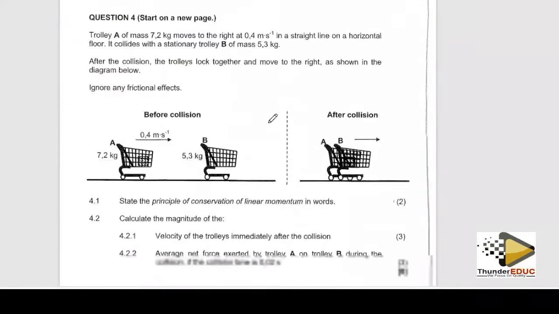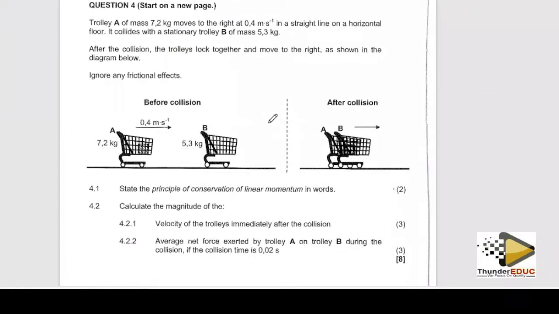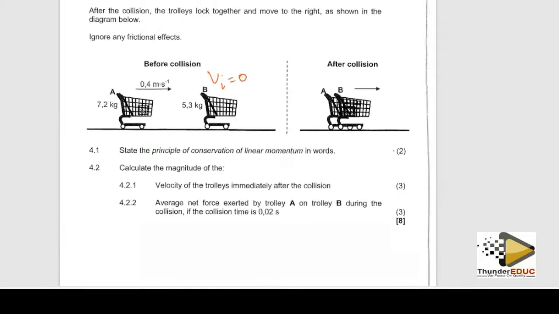Then let's look at question number 4. So question 4 is telling us that trolley A that is having this mass moves 0.4 meters per second to the right in a straight line on a horizontal front, collides with a stationary. So if the velocity is 0.4 meters per second, which means the initial velocity here is 0, then after the collision, they're telling us that the trolleys are locked together. In other words, they move as a combined body to the right. State the principle of conservation of linear momentum in words.